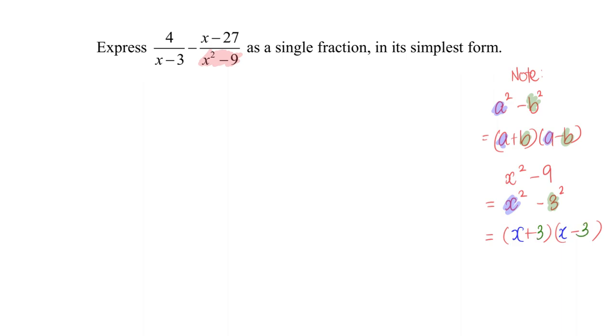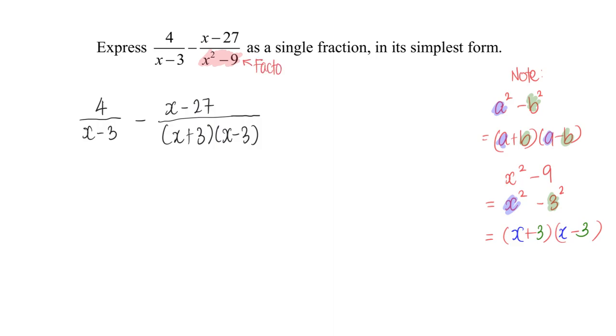And therefore, my first step, you would then see Mr. Tan here writing it as 4 over x minus 3 minus x minus 27 over x plus 3, x minus 3. Okay, so I've successfully factorized this.